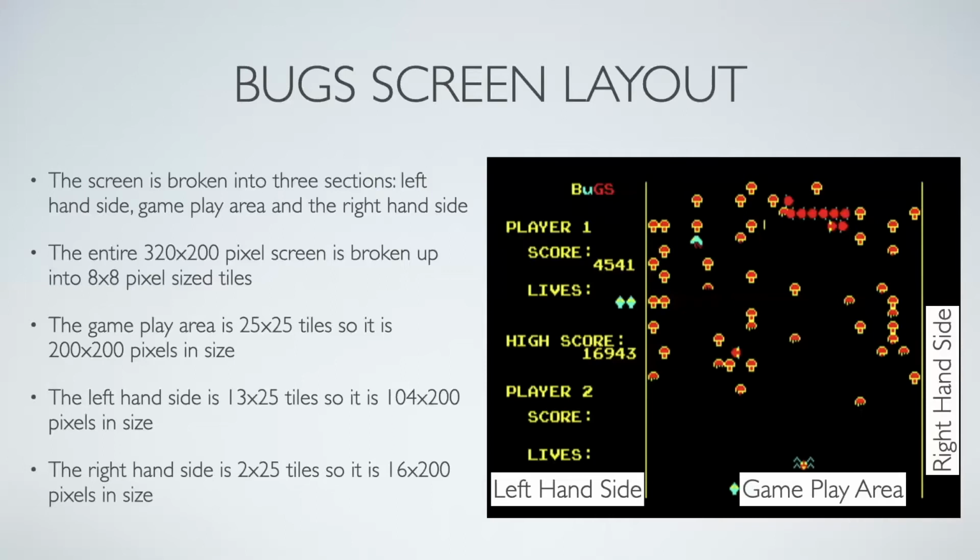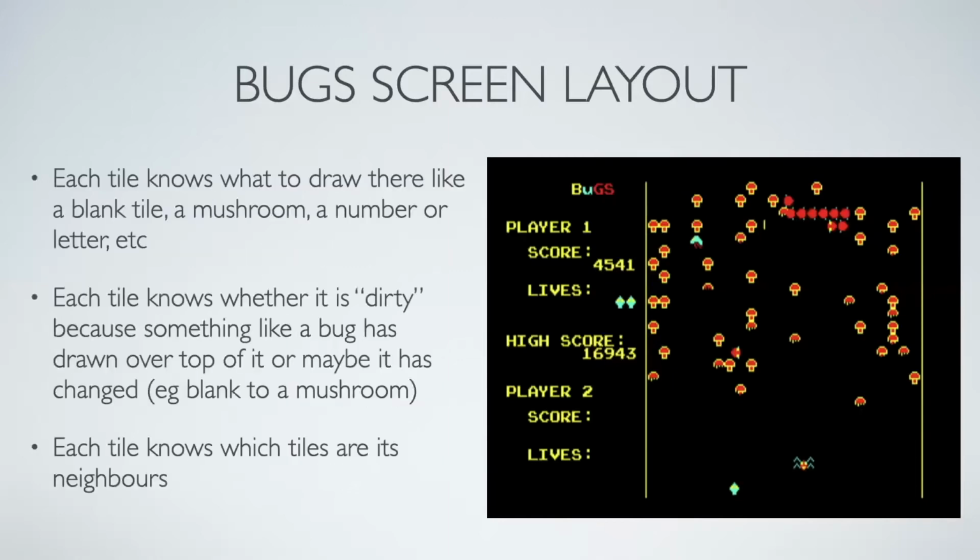The entire screen is also broken into a set of tiles. Each tile is 8 by 8 pixels wide and tall. There are 25 by 25 tiles in the gameplay area, the left-hand section is 13 by 25 tiles, and the right-hand section is 2 by 25 tiles.